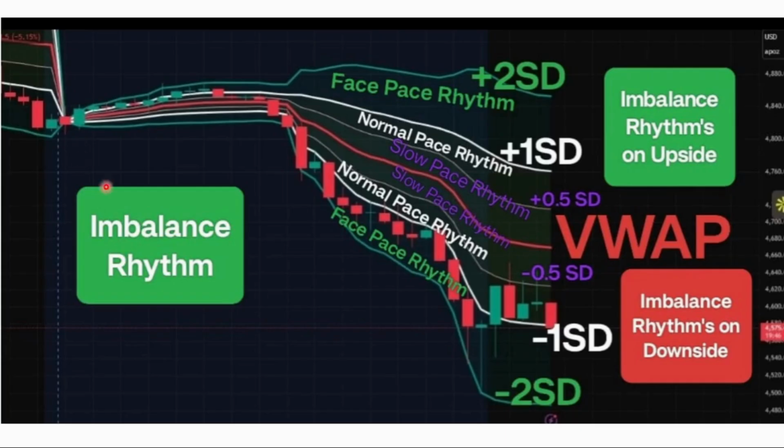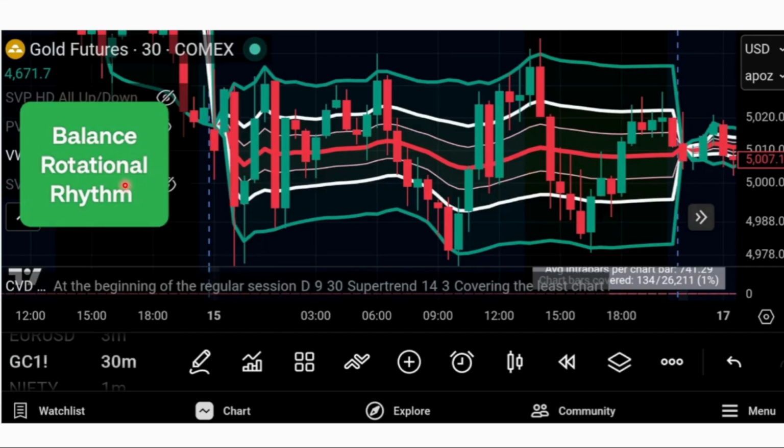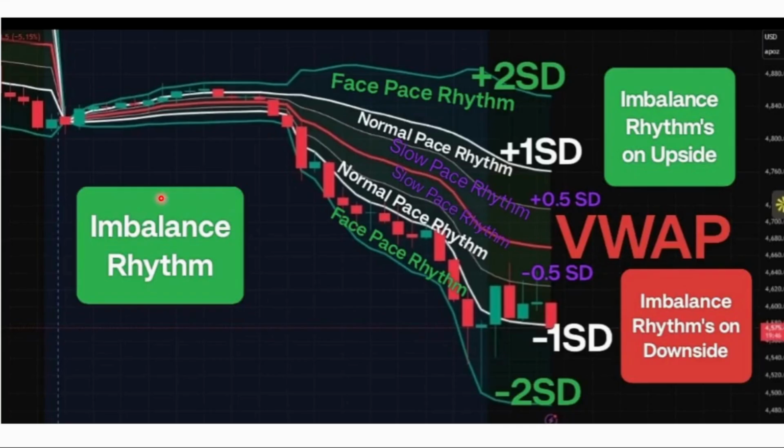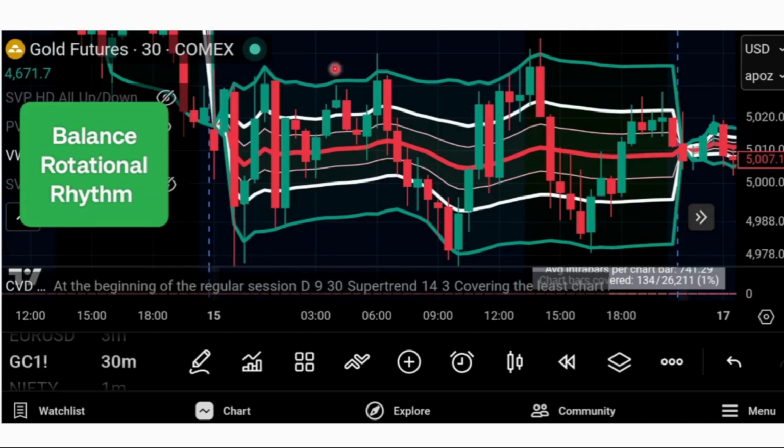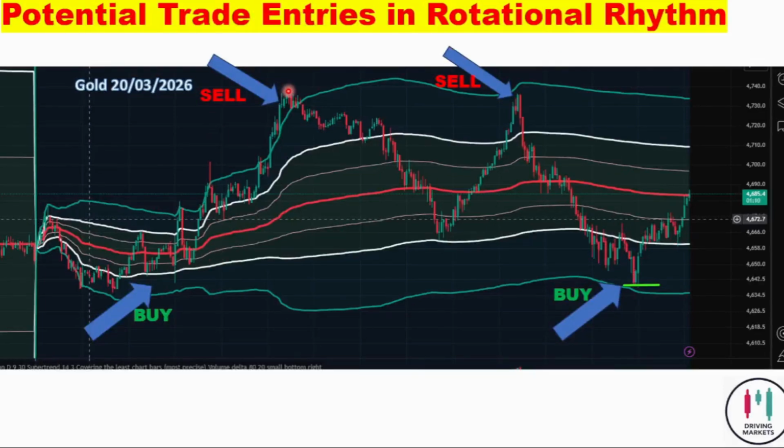So, once I identify whether it's an imbalance or a rotational rhythm, I know how to act. If it's an imbalance rhythm, depending on the rhythm, slow, normal or fast, I might enter long near VWAP and short near the outer bands. On the other hand, if it's a rotational rhythm, I look for mean reversion trades, buying when it drops to minus 2 standard deviations, selling when it rises to plus 2 standard deviations. This way, I can align my trades with the rhythm and stay on top of the market dynamics. That's how I use VWAP rhythms to fine-tune my trading decisions.